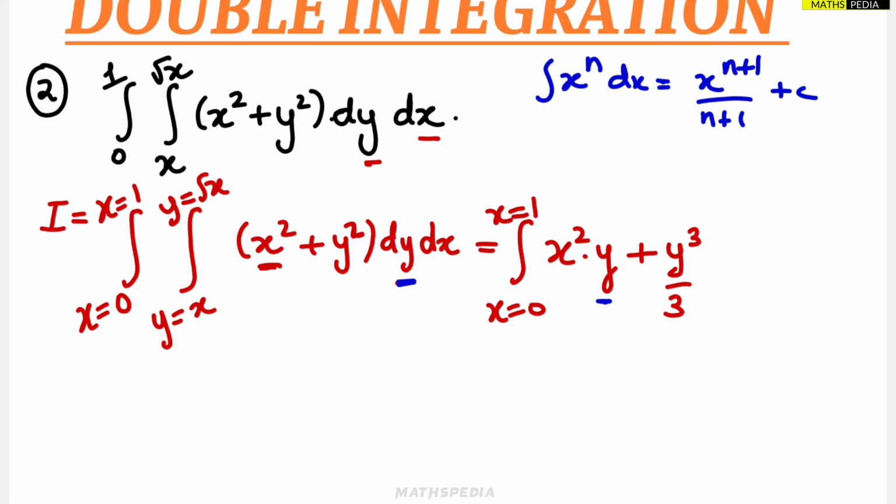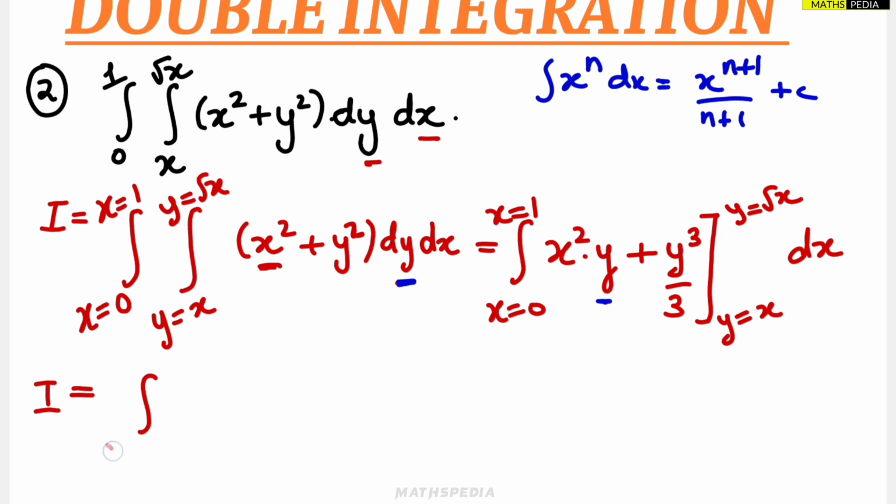So what will the limits be now? The limit becomes y is equal to x and y is equal to root x, right? And dx is sitting outside. So let us now apply the limits. That is the thing we have to do. So remember, wherever y is sitting, we have to substitute that particular thing. So the I value becomes integration of x equal to 0 to 1, which will remain as it is. Then inside we have to substitute the upper limit. So what happens?